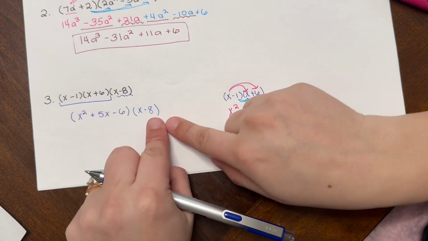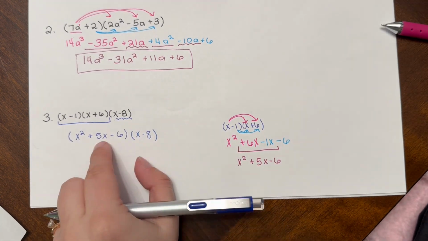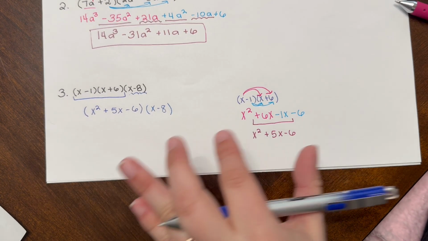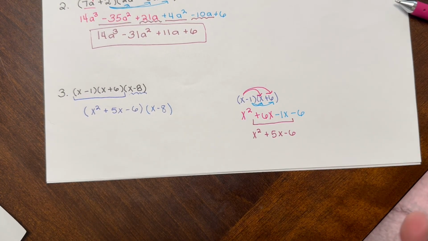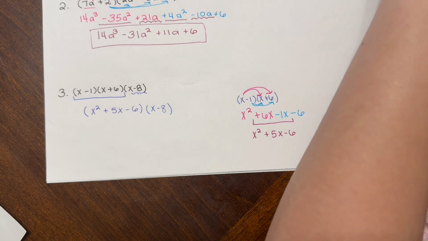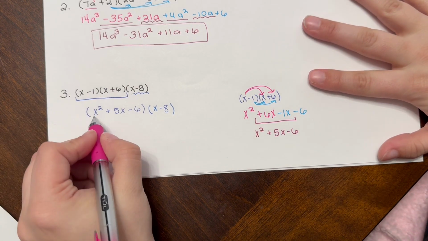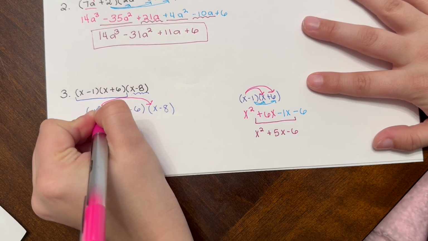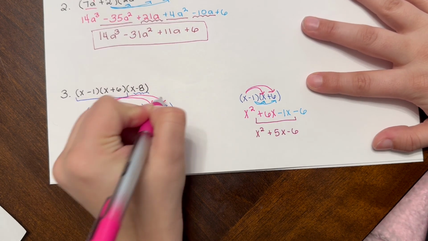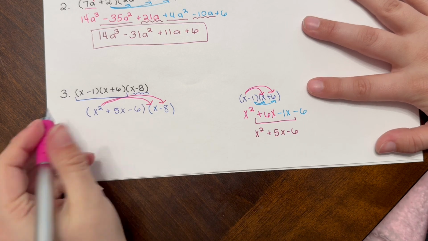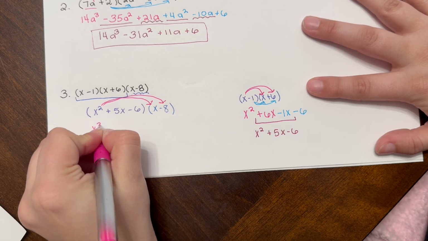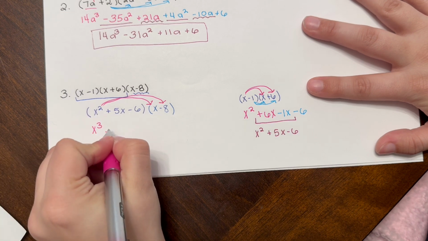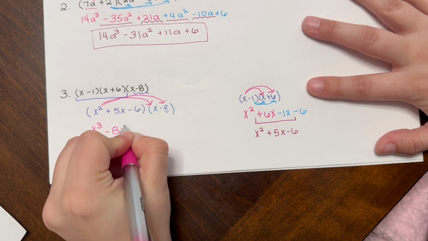Instead of having our binomial first, it's just backwards. We have our trinomial and then our binomial. Same exact steps. Everything in the first set gets multiplied by everything in the second set. So let's do that. We're going to start with our x squared, and go all the way to that second set of parentheses. X squared times x is going to give us x to the third. X squared times minus 8, we're going to get minus 8x squared.